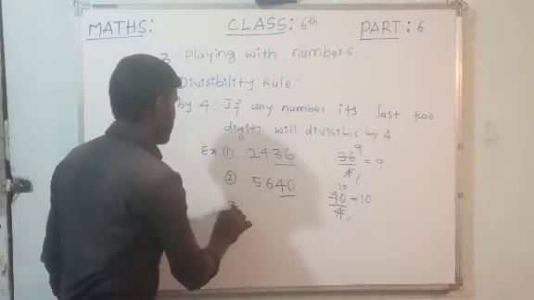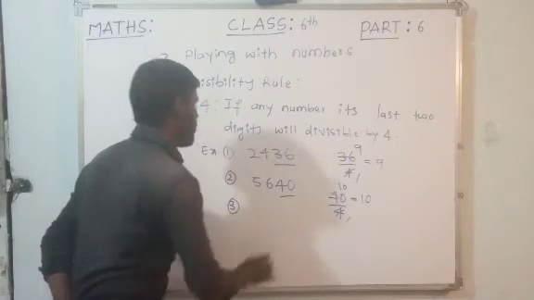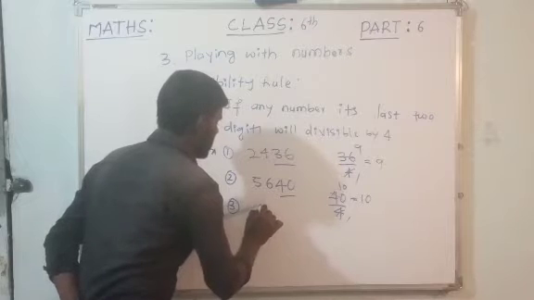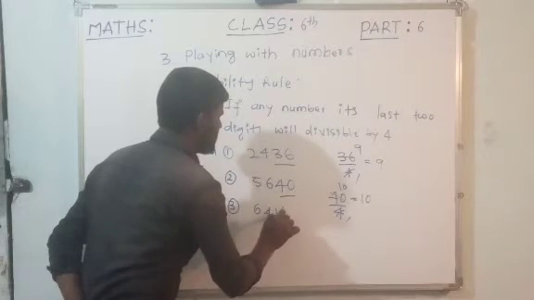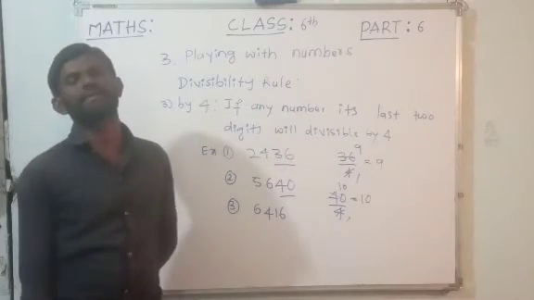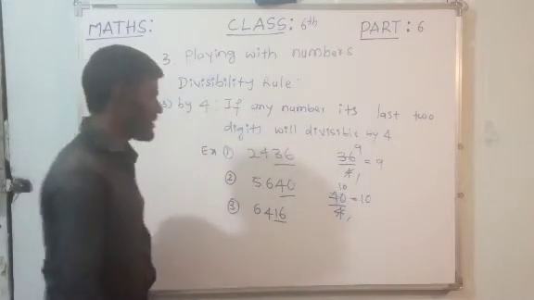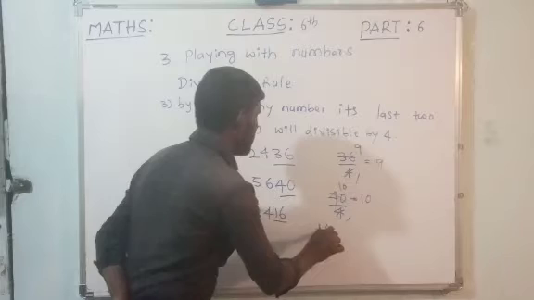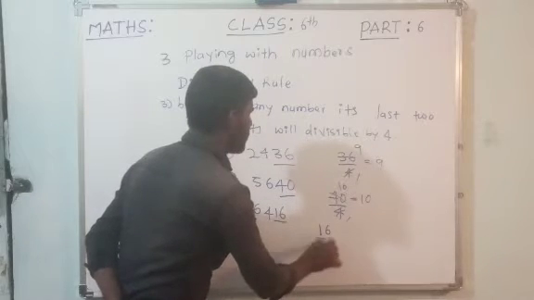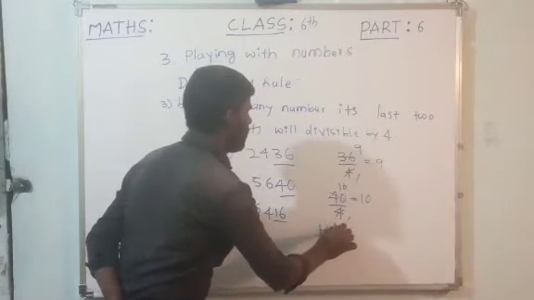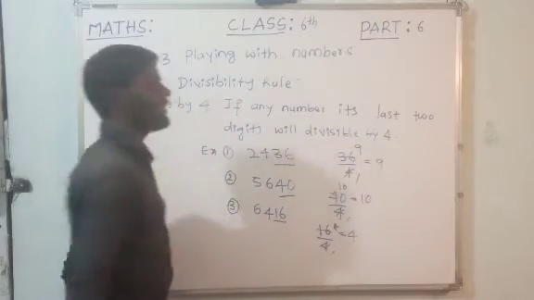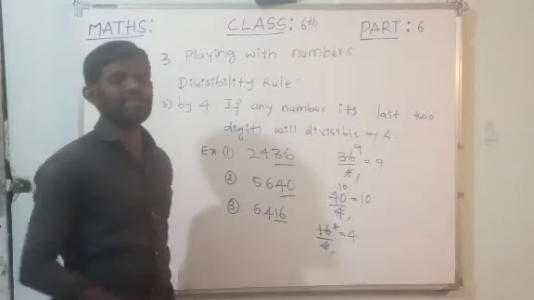Example 3, dear children. Suppose 7416. See, the last two digits, 16, are divisible by 4. 16 divided by 4: 4 fours are 16. The quotient is 4 and the remainder is 0.